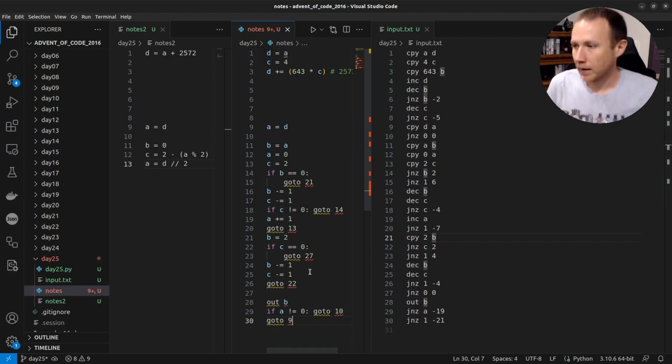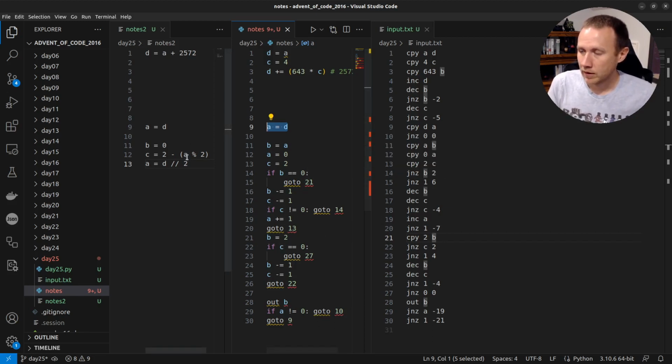So effectively at the bottom here, if A is not 0, we go back up to 10, which is this NOP. If A is 0, we reset it to D, and then we do it all again. So this is going to be kind of an infinite repeating loop. We're always going to be doing this loop. So what we've done now is we've divided A in half.